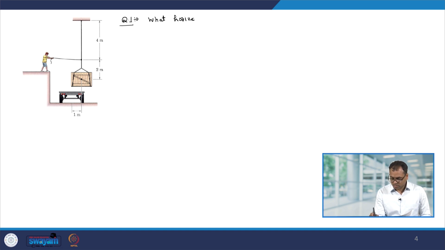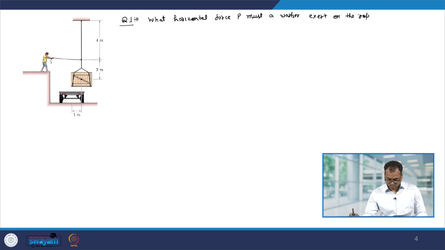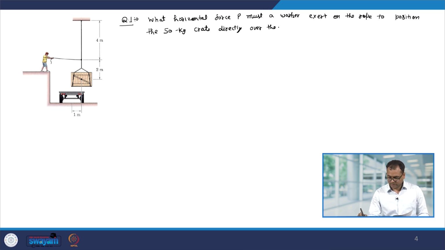What horizontal force P must a worker exert on the rope to position the 50 kg crate directly over the trailer? Okay. Now, let us look at the free body diagram of this question.